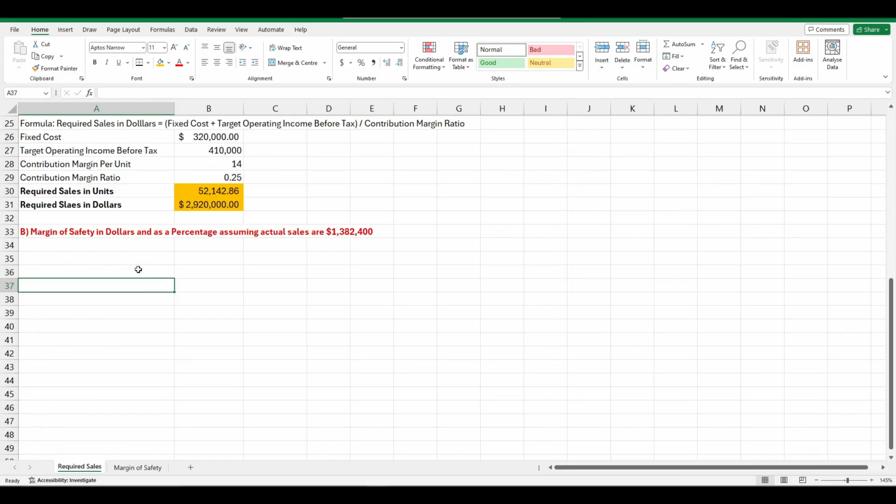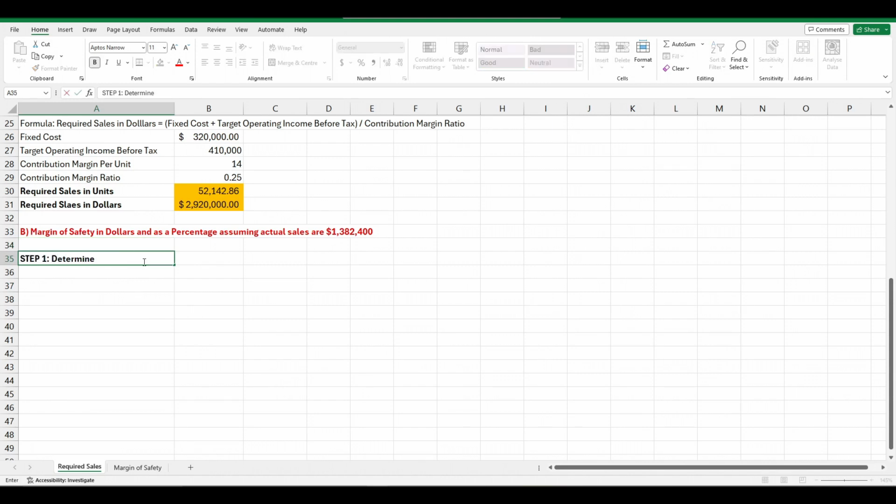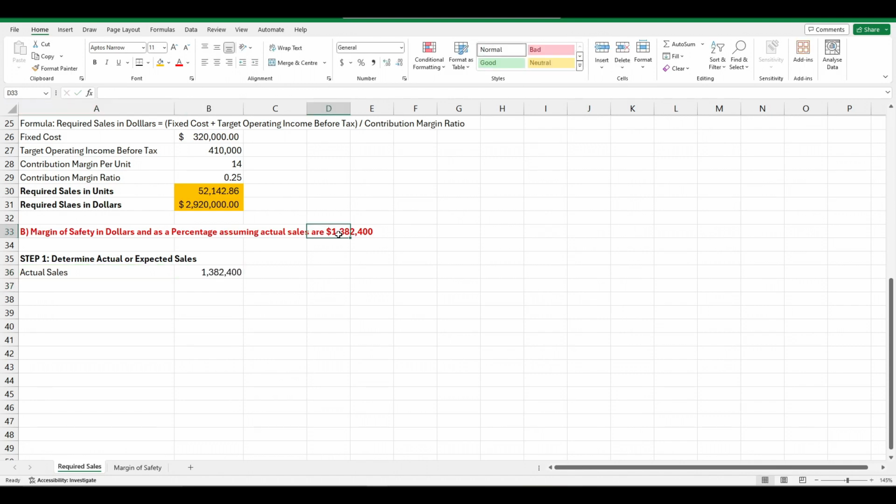All right, guys, so we're going to be doing a margin of safety example. Continuing from our last example, we're going to be finding the margin of safety in dollars and as a percentage, assuming actual sales are 1,382,400. So let's follow the steps given in the PowerPoint. Step 1, let's determine actual or expected sales. We can see that our actual sales is given, 1,382,400. It's right in the question here. And that brings us to step 2, which is to calculate the break-even point.